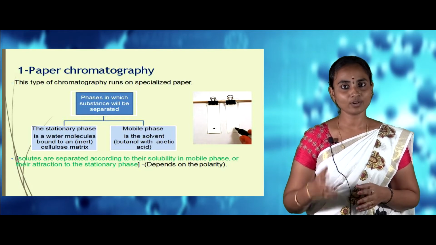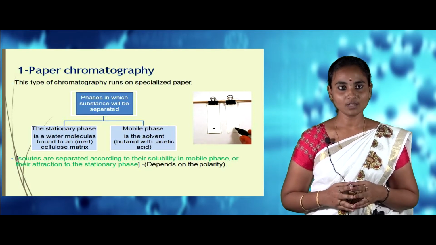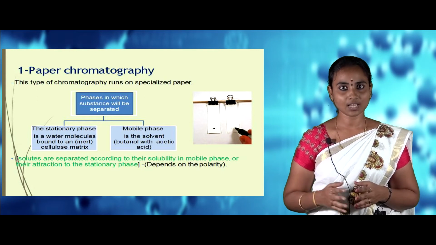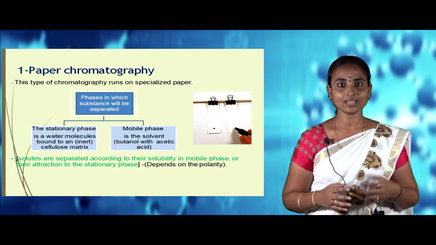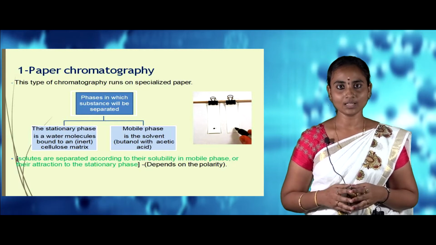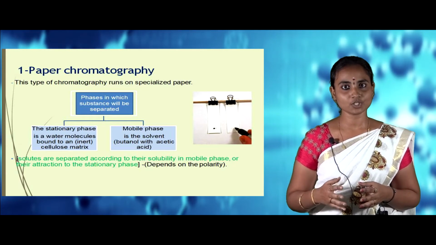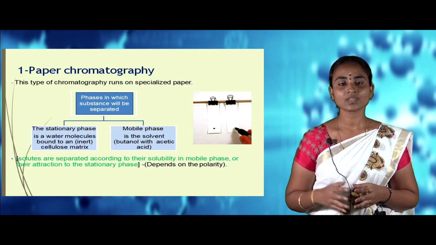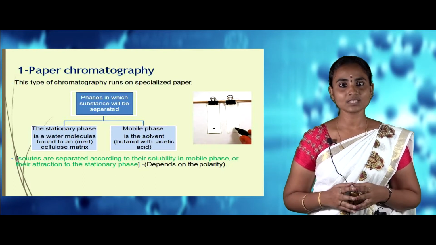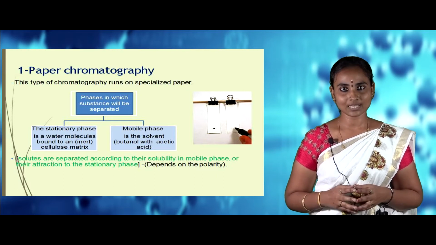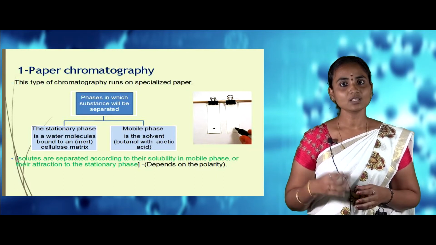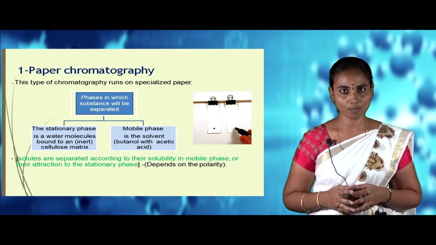Here, this involves two different phases for their separation. The first one is the stationary phase and the second one is the mobile phase. In the stationary phase, water molecules are highly bound to the inert material, that is the cellulose matrix, which is used as the specified paper here. In the mobile phase, solvents can be used in combination. For example, butanol with acetic acid can be used as solvents for separating different compounds.